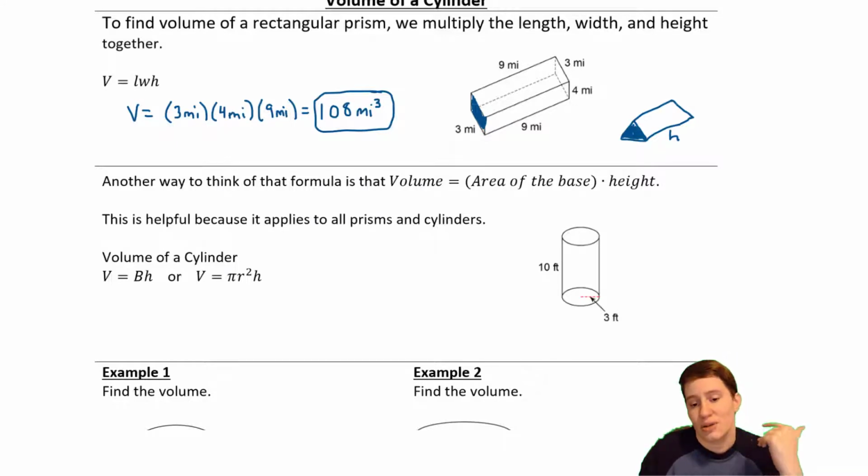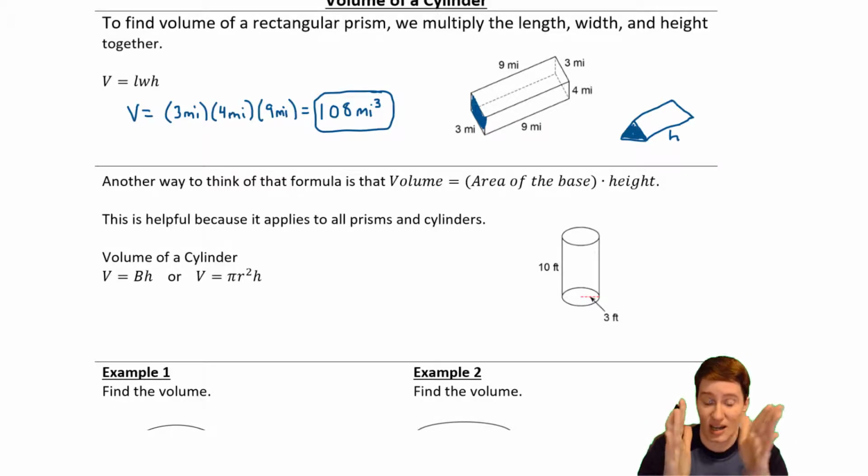So if we apply this idea of if I have something that has basically the same thing on top and bottom, if I can find the area of that thing on top and bottom and multiply it by the height between those 2 things, it gives me volume, then that gives us a formula to find the volume of a cylinder.